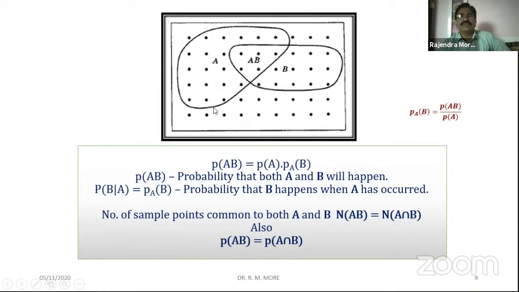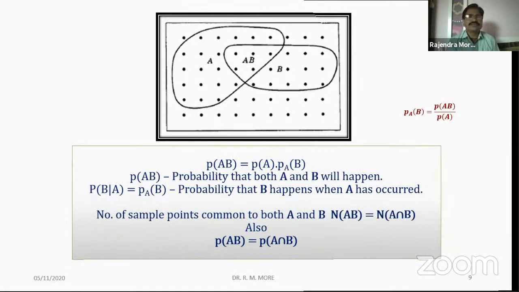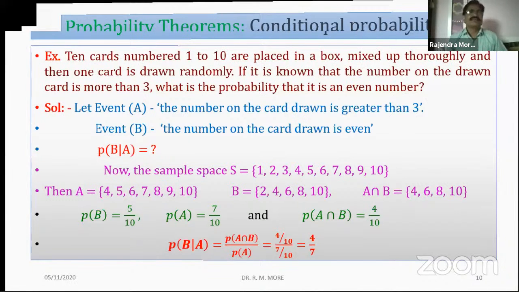So this is some, we try to understand what we mean by conditional probability. Of course, this will be more clear if we take some examples. So let us take this example and it will be clear here.